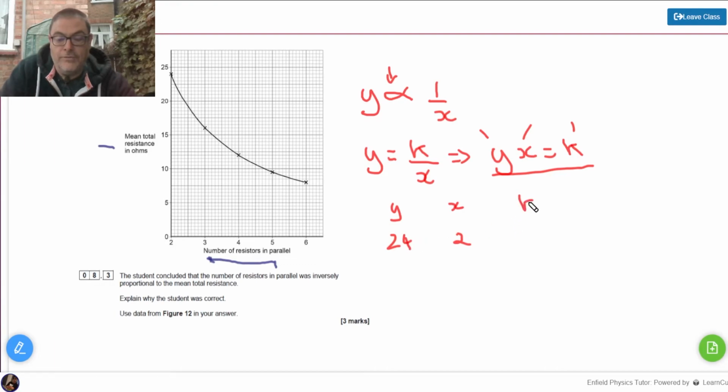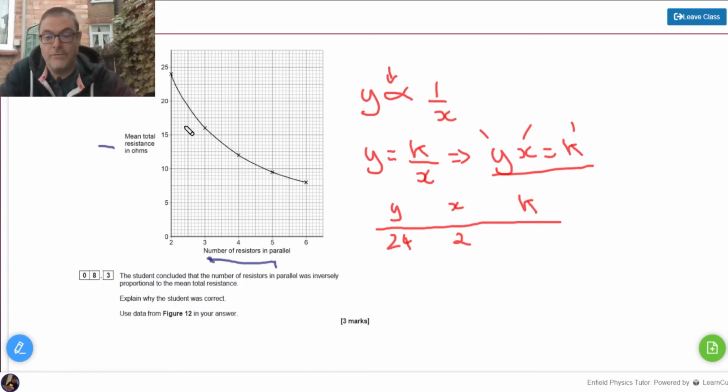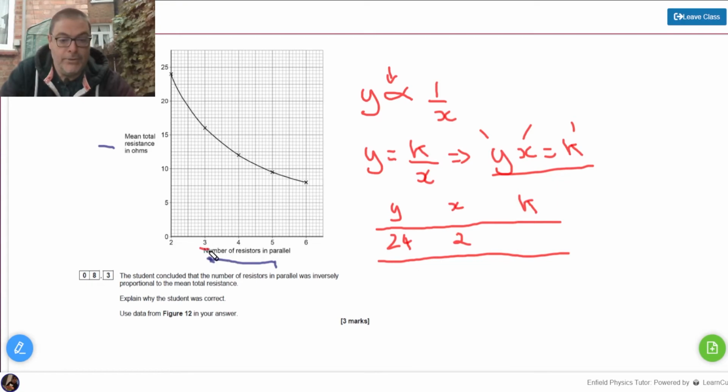And we'll work out what the value of k is in a minute. What I'm doing is picking points off the graph, doing y times x for that point and seeing what value of k I get. Then we'll do that for a few points and see if the k is coming out the same. So let's pick point number 3 now.